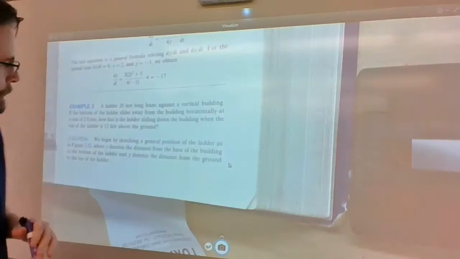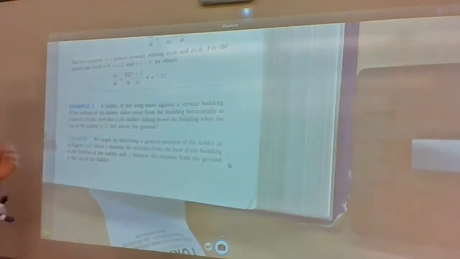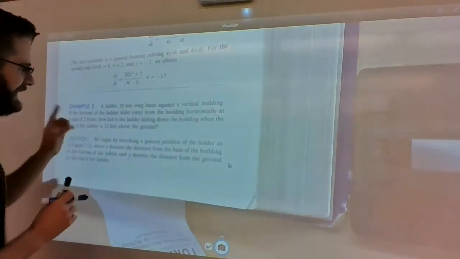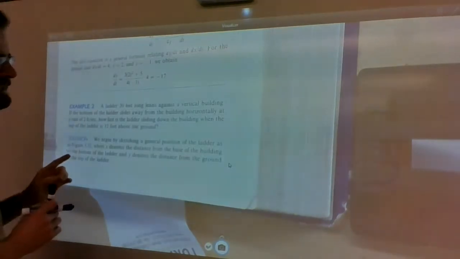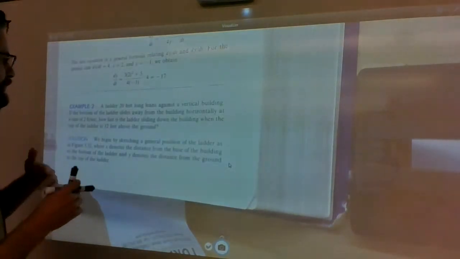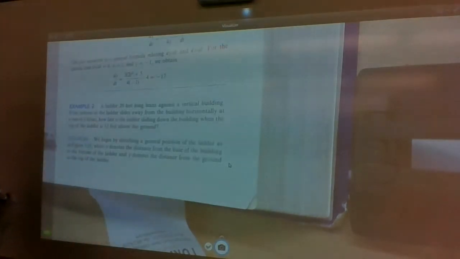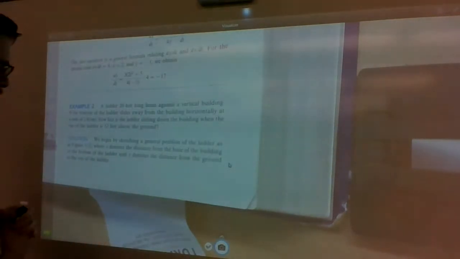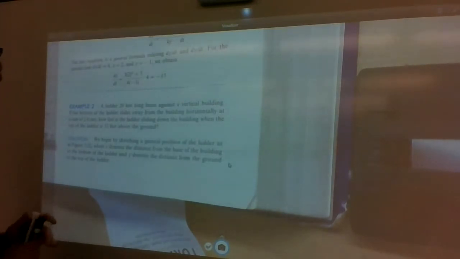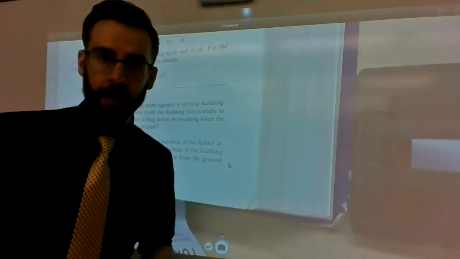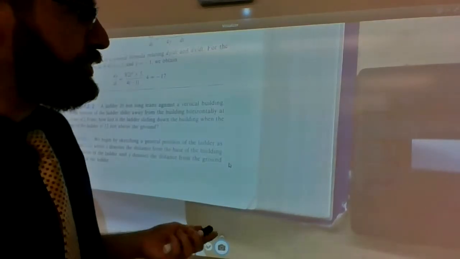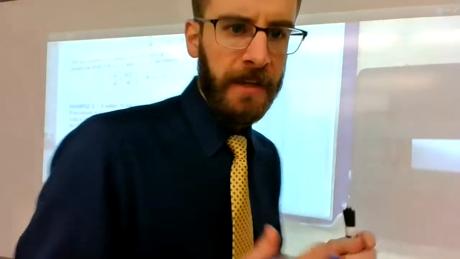So, first example. We got a word problem. A ladder 20 feet long leans against a vertical building. The bottom of the ladder slides away from the building horizontally, and it gives us a rate of 2 feet per second. How fast is the ladder sliding down the building when the top of the ladder is 12 feet above the ground?